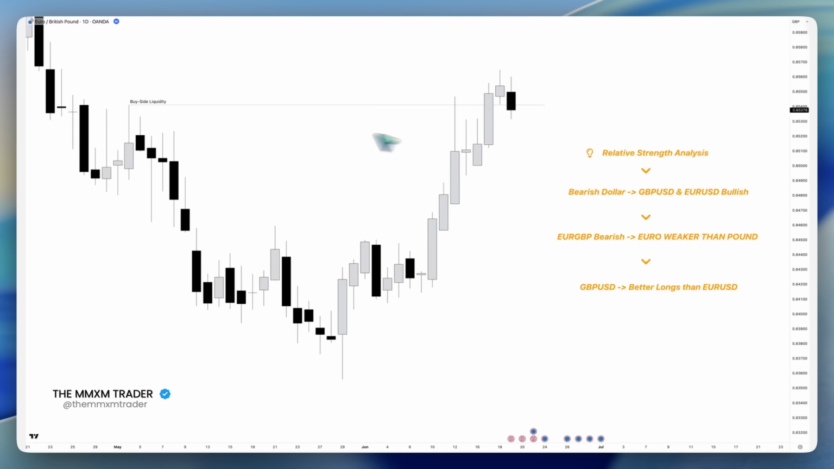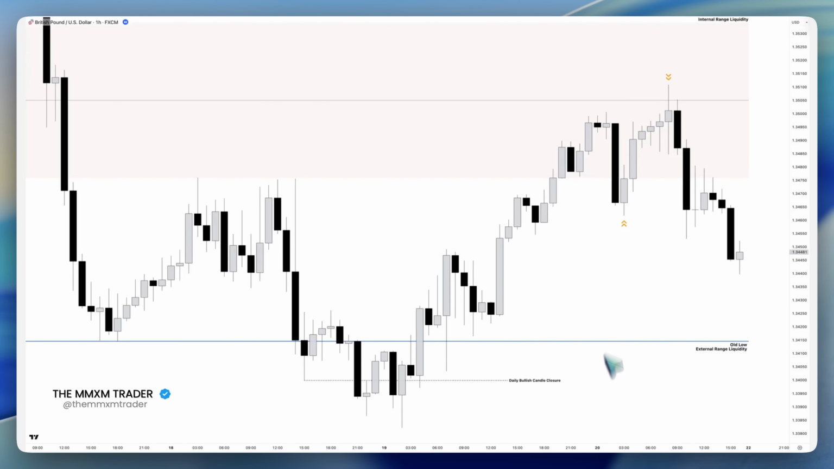And now let's look at this here. Euro GBP. Okay, so now when you're trading Euro USD or GBP USD, you want to pick the leading asset. Now, the relative strength analysis here, bearish dollar, so GBP USD is bullish, Euro USD is bullish, Euro GBP bearish means Euro is weaker than the pound, which means longs would be better on GBP USD, right? So that's why we focused on GU for the longs in this trade idea.